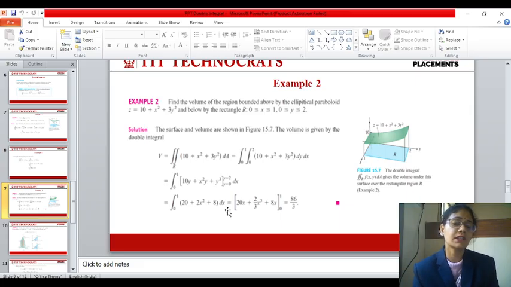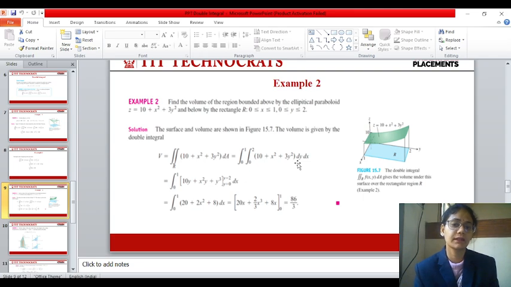Now we will proceed for integration with respect to x. 20 is constant, integration will be 20x. x square integration will be x cube by 3, plus 8x. Now again put upper limit, the lower limit is 0. It will not affect. Just put the upper limit. You will get 86 upon 3. So this is the volume which we get when we calculated the first integral with respect to y, then with respect to x.